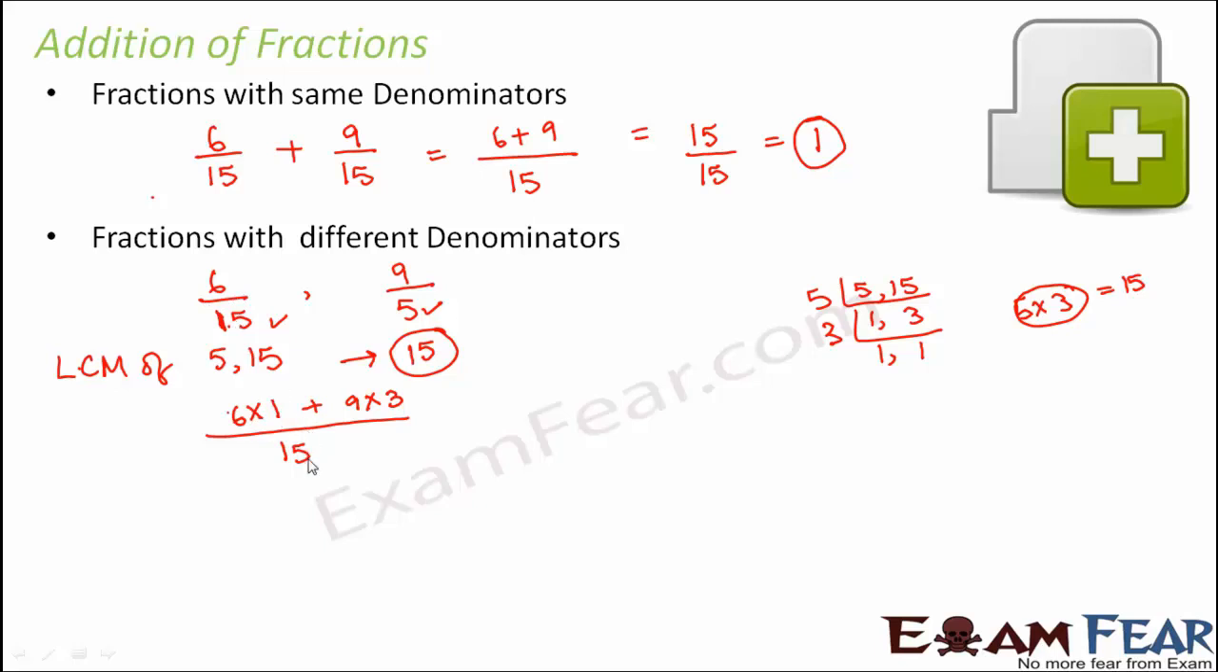In this case, 15 into 1 is equal to 15, so we multiplied 1 to 6. 5 into 3 is equal to 15, therefore we multiplied 3 to 9. So this would be 6 into 1 is 6 plus 9 into 3 is 27, divided by 15. So 27 plus 6 would be 33 divided by 15. So 33 by 15 would be the sum of these two fractions. This is how we add fractions.